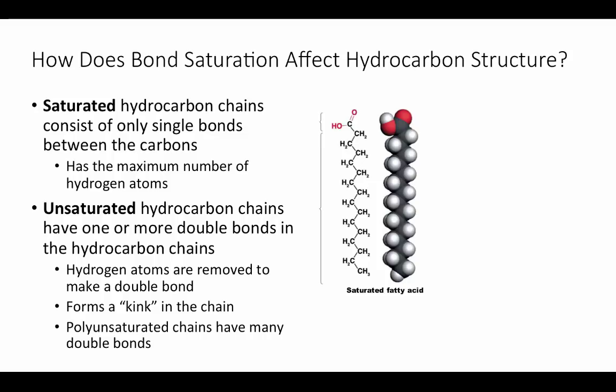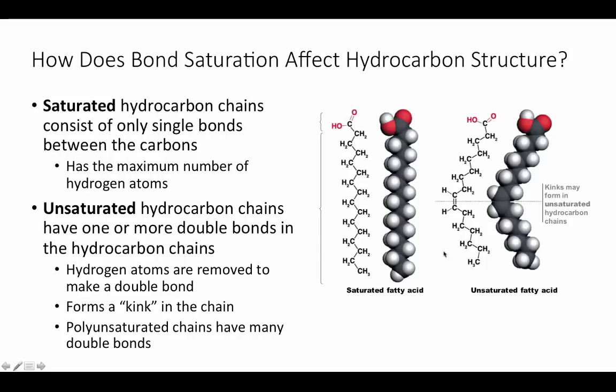Unsaturated hydrocarbon chains have 1 or more double bonds in the hydrocarbon chain. So hydrogen atoms are removed to make a double bond, so there's not going to be as many hydrogens attached. And what this is going to do is form a kink in the chain. So remember, when there's a double bonded carbon, it's going to form a planar shape, and it's going to disrupt this regular chain of the hydrocarbon, and it's going to look something like this. There's going to be this planar region that's going to cause a kink in this chain.